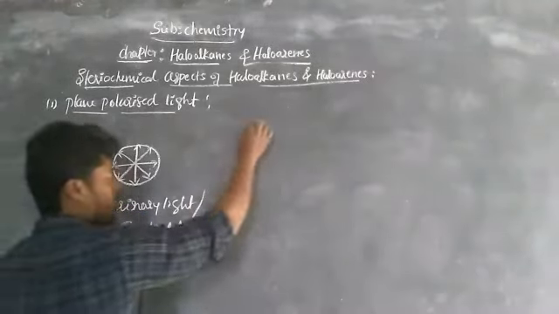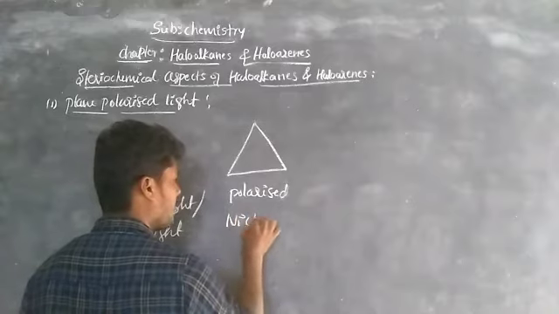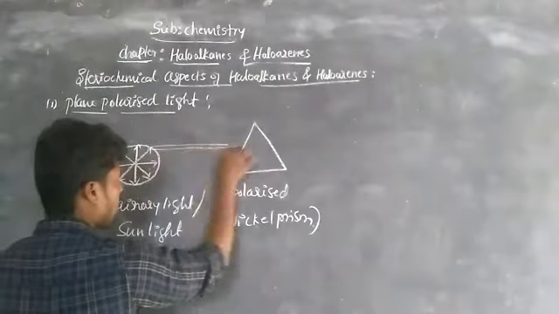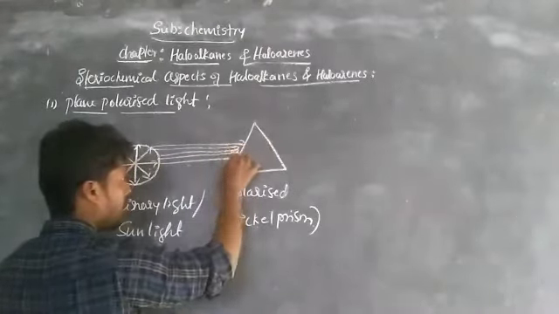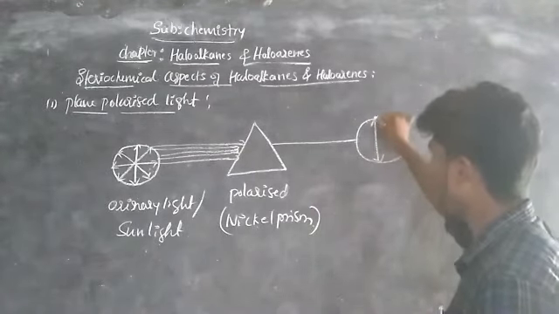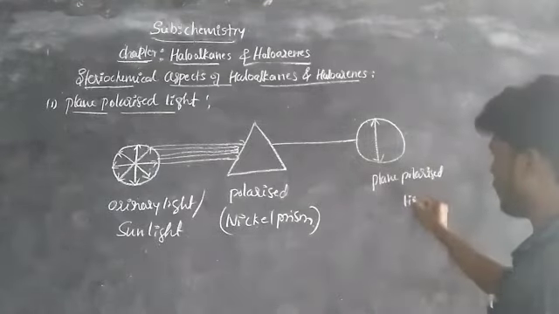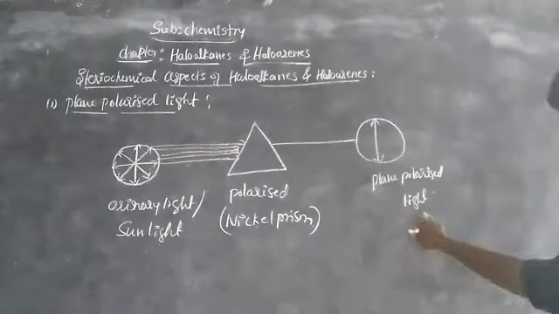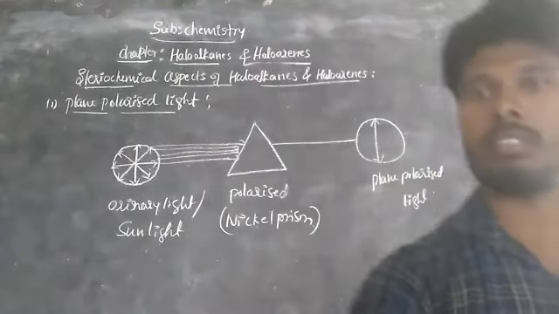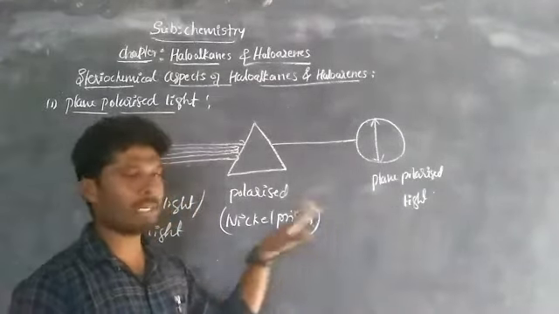This ordinary light is passed through a nickel prism. This is the polarizer. Here we are using a nickel prism, and we call it the polarizer. We are passing the ordinary light through the nickel prism, and it is converted into plane polarized light. This plane polarized light is polarized in only one direction. When ordinary light passes through the nickel prism, you get a light having only one direction, called plane polarized light. I hope you understand what is meant by plane polarized light.